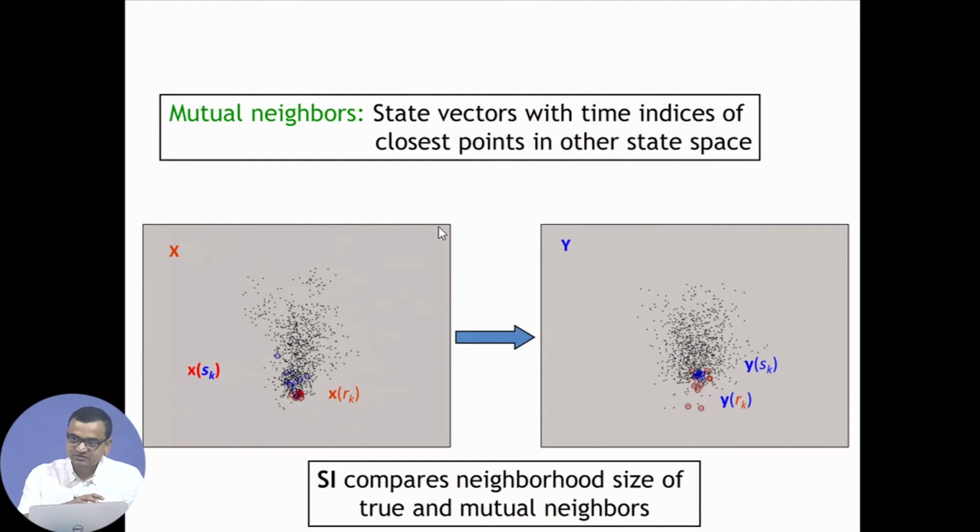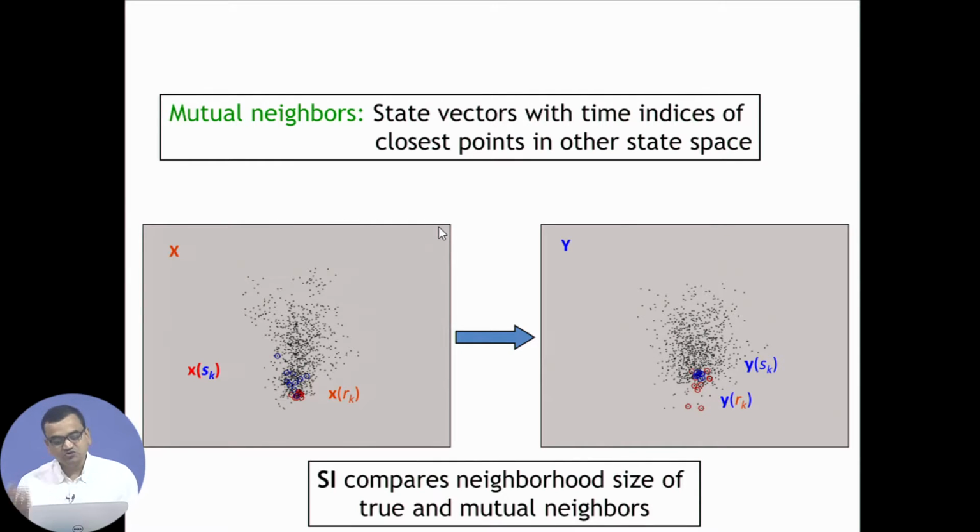Then you project the state space vectors with the same time indices from state space Y to X, and also vice versa. In a sense, we call these the mutual neighbors, which have the same time indices as the true neighbors in the other state space. The idea is, if the two systems are synchronized geometrically, there will be local smoothness and local topological similarity. So the set of true neighbors and the set of mutual neighbors would cluster together and lie close to each other.